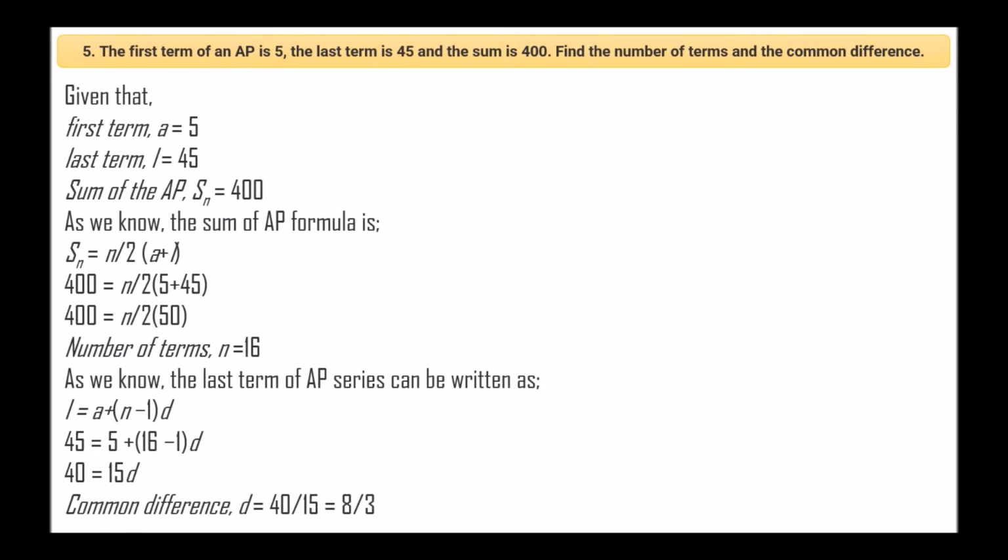Next, the first term of an AP is 5, the last term is 45 and the sum is 400. Find the number of terms and the common difference. So, A is given 5, L is 45, Sn equals 400. We will put in the formula of Sn, and we will get n equals 16. As we know, the last term of an AP can be written as L equals A plus (n minus 1) into D. So we will get the common difference D equals 8 upon 3.